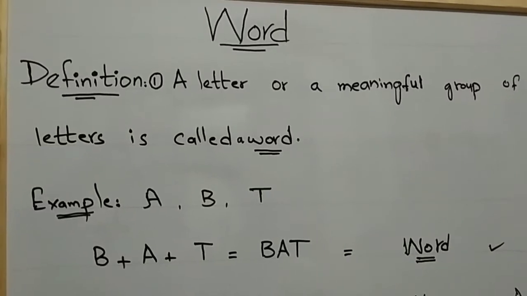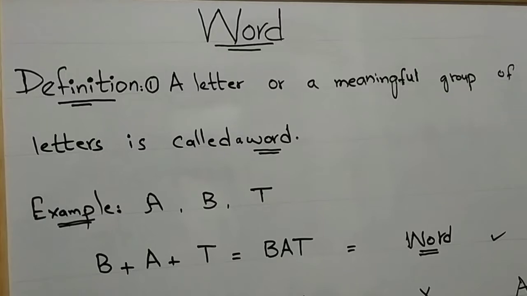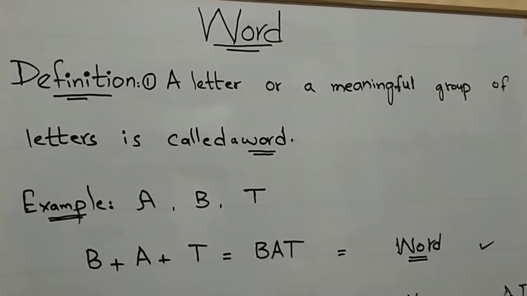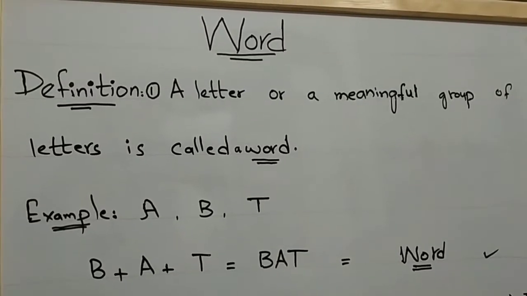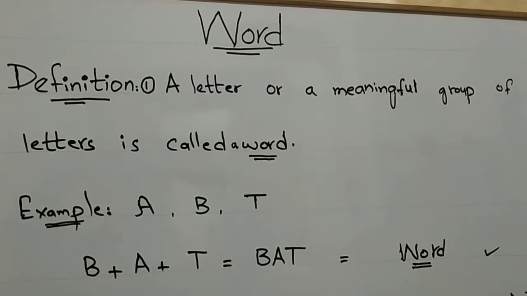Let's start simply. There are 26 letters in the English alphabet. A, B, C, D, to X, Y, Z. So we can say a letter or a meaningful group of letters is called a word.